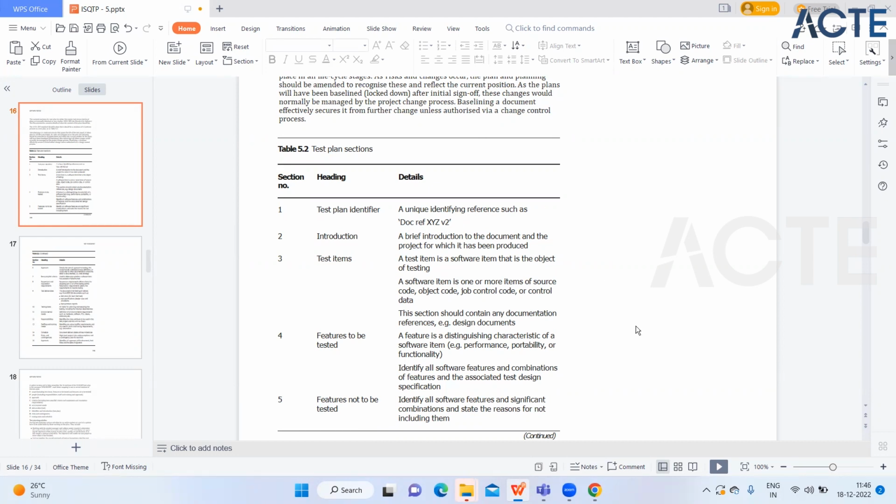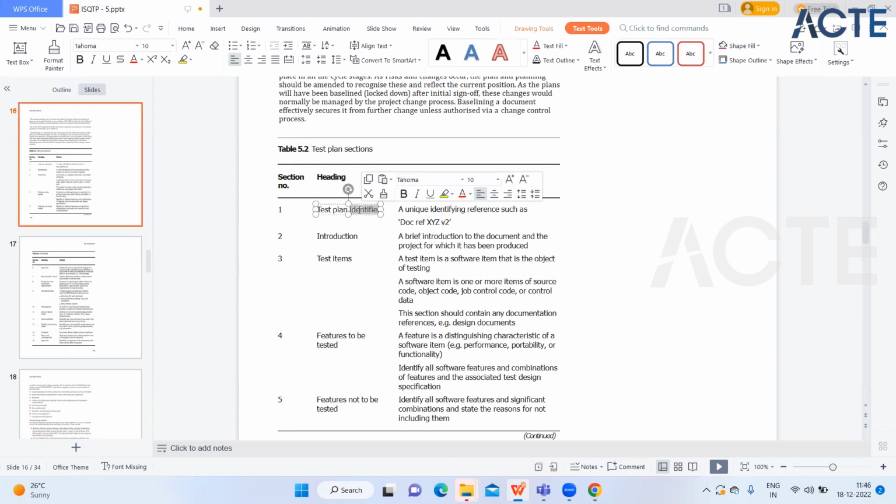So, in the test plan section, first will be test plan identifier, a unique identifying reference such as document reference number. So, where we will be defining the document reference number, it will be test plan identifier. Now, it's a kind of version. When we are preparing the document, we have to define a particular version for that particular document. So that version is defined under this test plan identifier section.